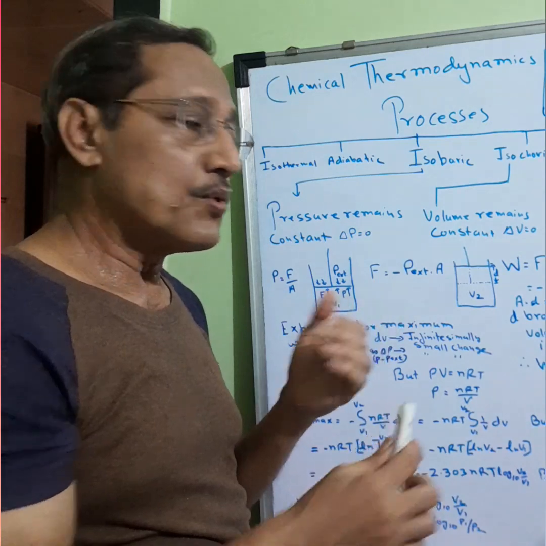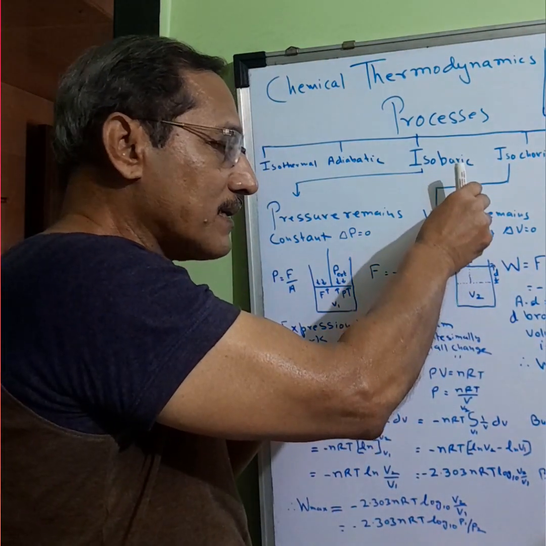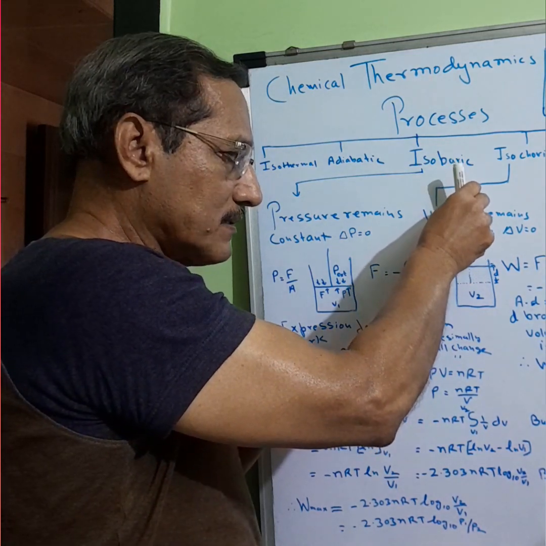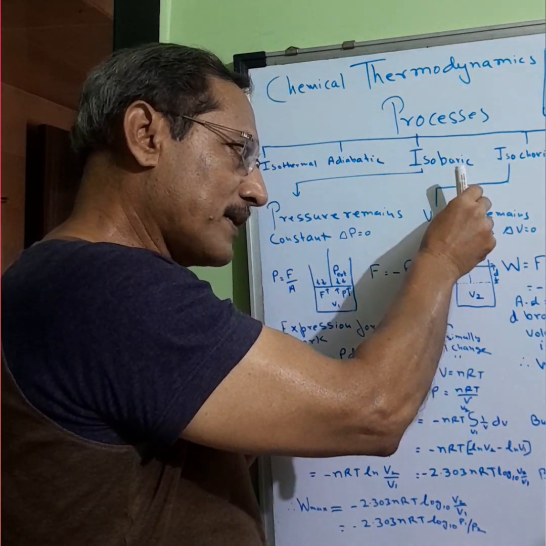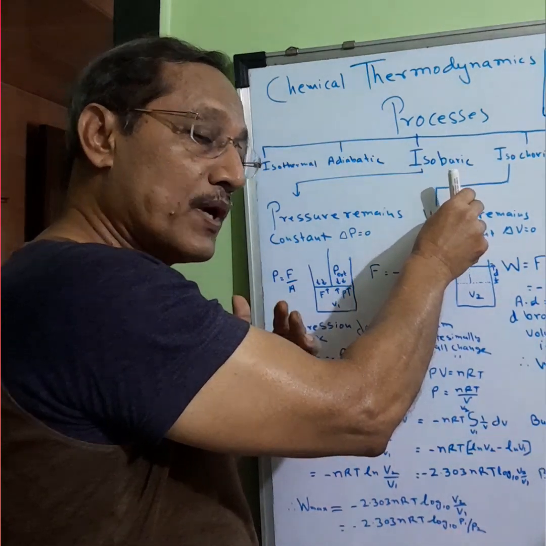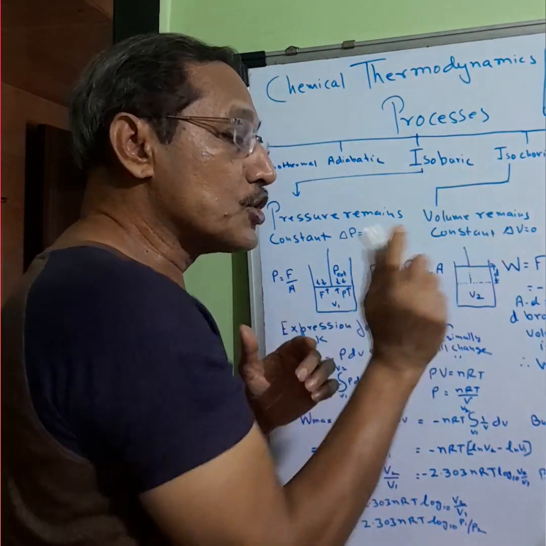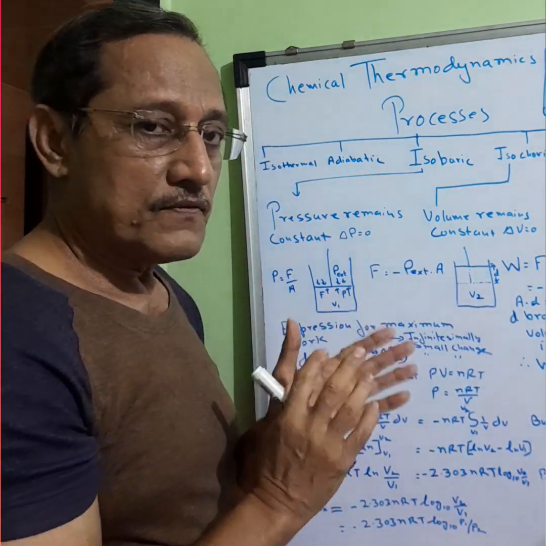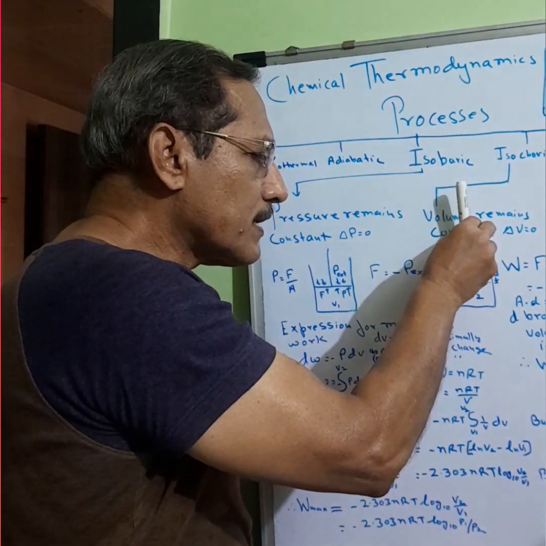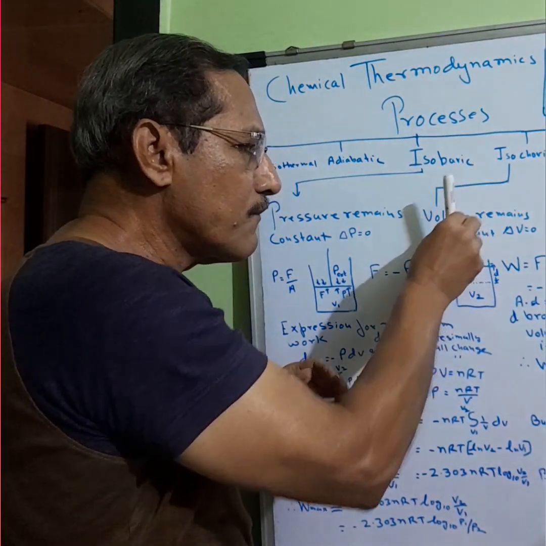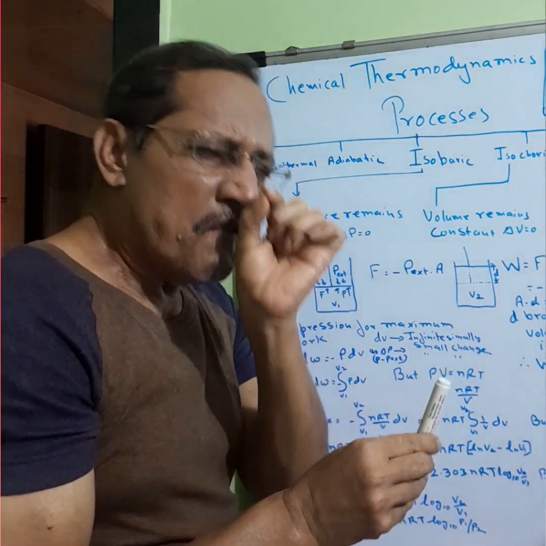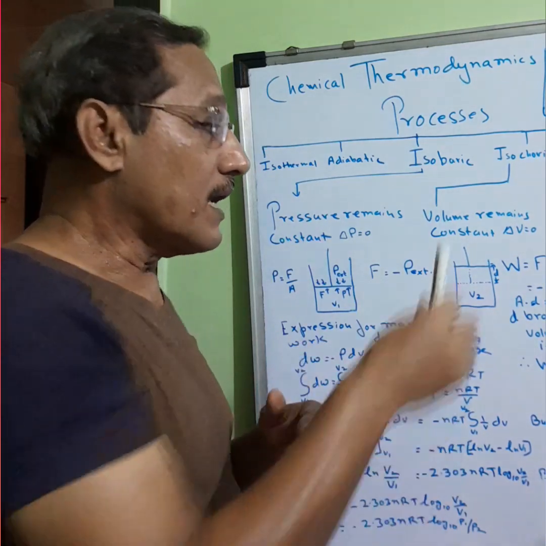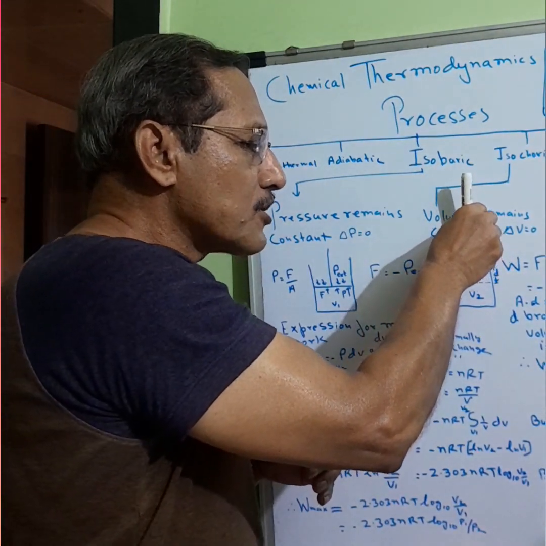So what do I do to get the work back? I did 20 joules for this, so for getting back my 20 joules, what do I have to do? I want to ensure there's no heat loss due to friction between piston and wall. So I've got to take it up very slowly, infinitesimally, which means very small.